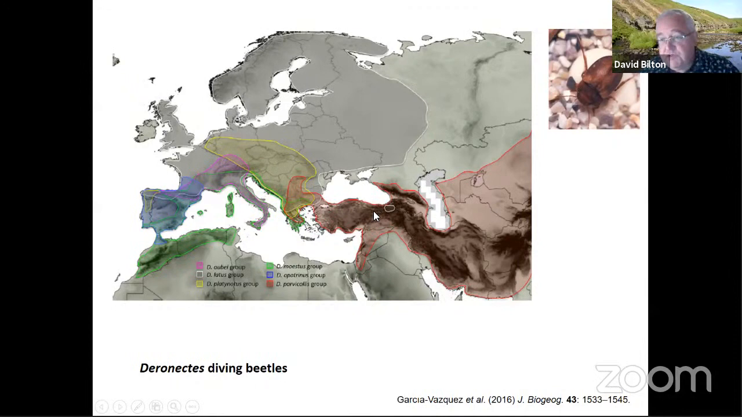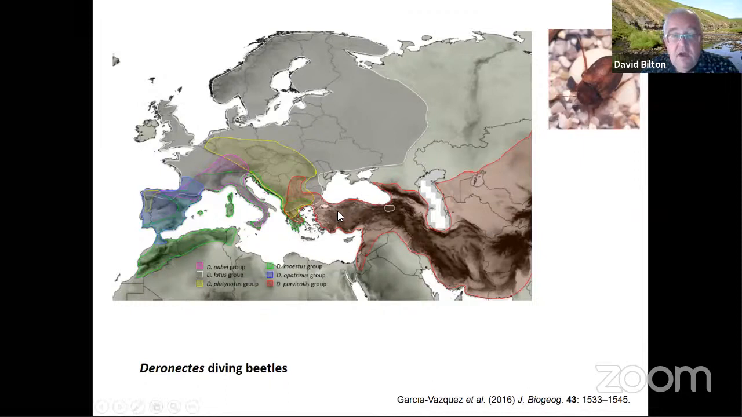You'll also see that some species groups are relatively widespread, like this Parvicollis group, which gets right into the western edge of the Himalaya, whereas some species groups, such as the Moestus group and the Platinotus group, are more restricted. They're restricted to particular areas of Europe.